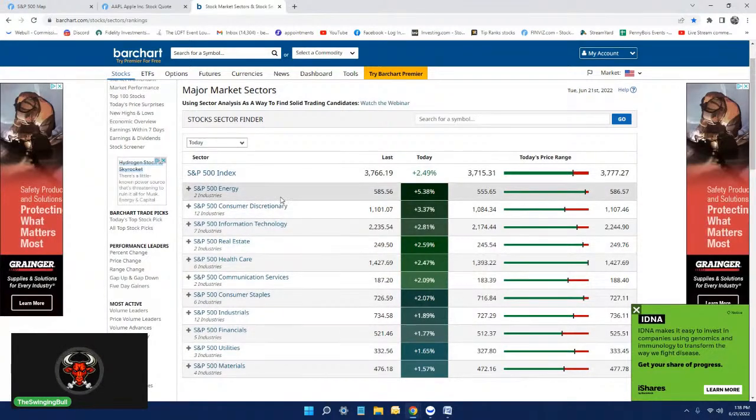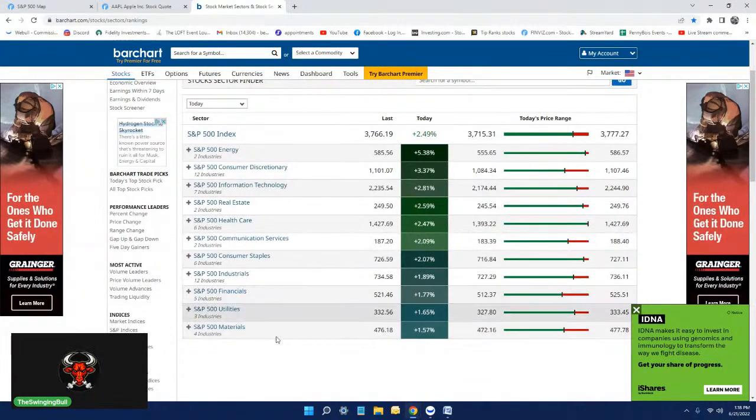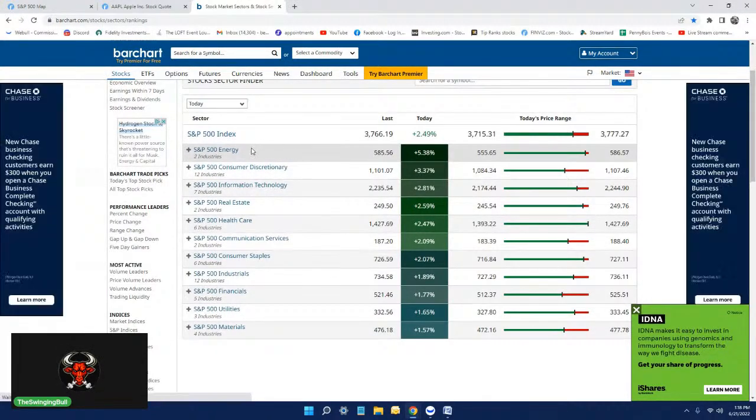But me personally, I like looking at the top 3 sectors. What's the top 3 that are running the pack, and then also the bottom 3. I like to see what's not doing well, even though looking at today's sector information, all the sectors are green. So these bottom 3, it's not necessarily that they're doing bad, because they're still green. They're just not doing as good as some of these sectors that are at the top of this list here.